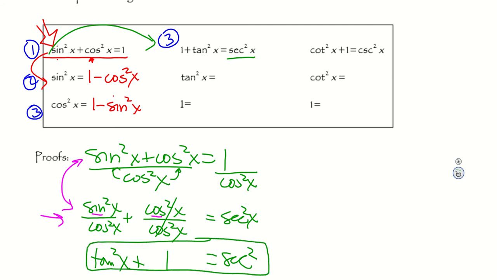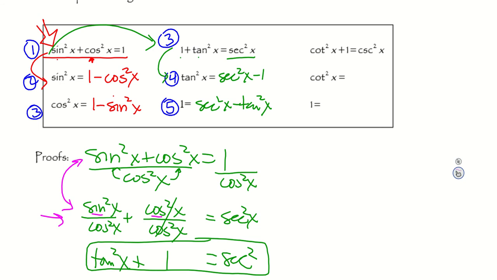If we do like we did here, we can get the fourth and the fifth by directly solving this first statement. So if I solve 1 plus tangent squared for tangent squared by subtracting the 1, I get tangent squared is secant squared of x minus 1. If I solve for 1 by subtracting the tangent squared, I get 1 equals secant squared of x minus tangent squared of x.